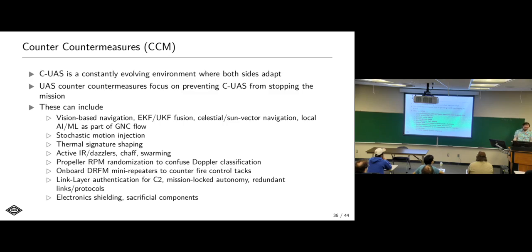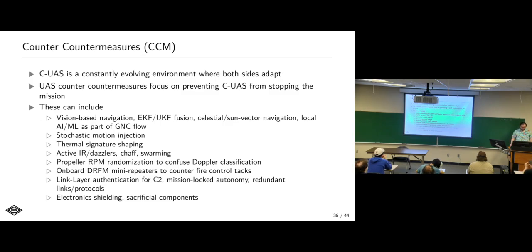You can do thermal signature shaping, where you control heat exhaust, things like that, or you can make drones that don't use turbojets. They can use electric ducted fans, things like that. You can include your own dazzlers and chaff on your drone. It is perfectly valid, if they shoot a laser at you, to shoot a laser back. You're just not going to have the same power of laser, but you can do dazzlers that affect their systems. Swarming is also a great way. If you have 100 of you, the odds are in your favor.